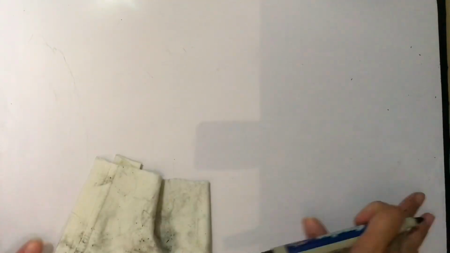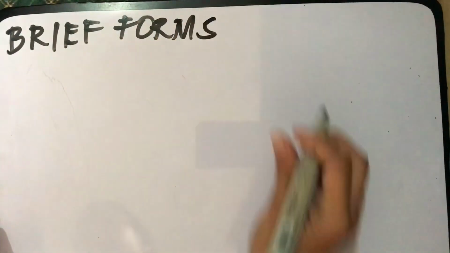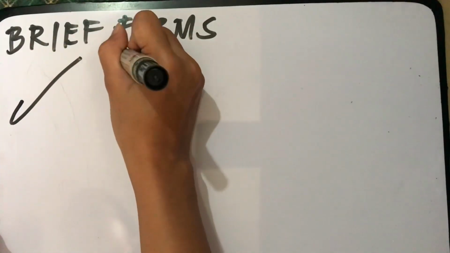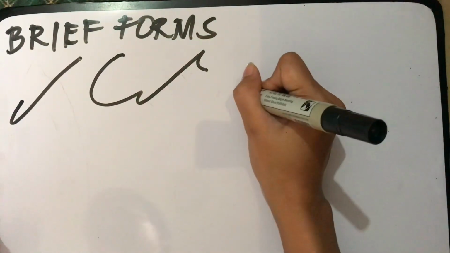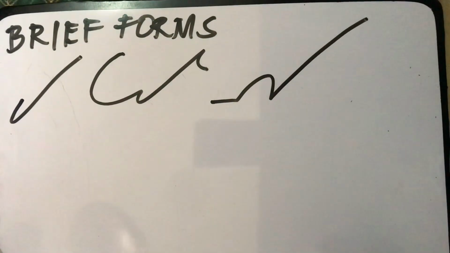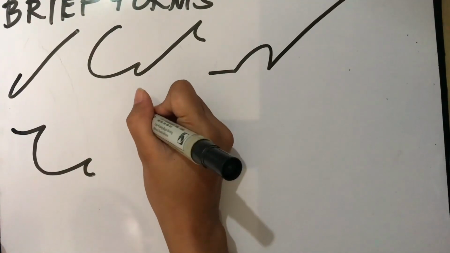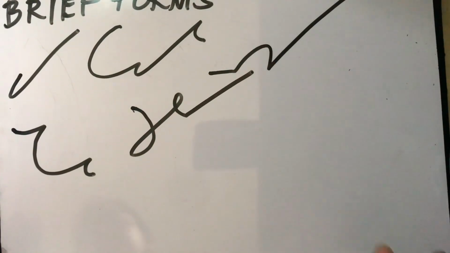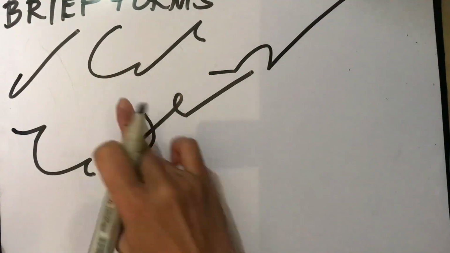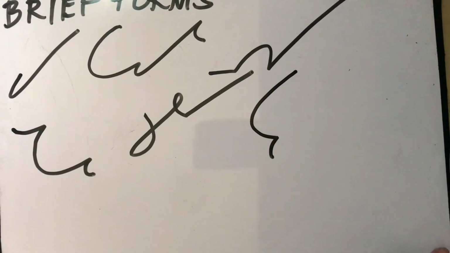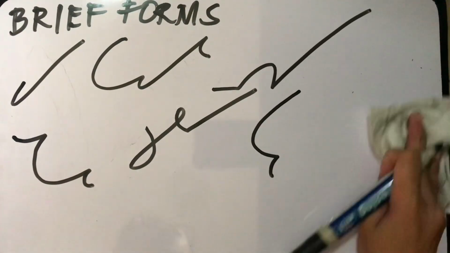Let's move on to brief forms. We also have brief forms in lesson 42. Order, products, enclosed, represent, satisfied, and business. So those are the brief forms that we have in lesson 42.